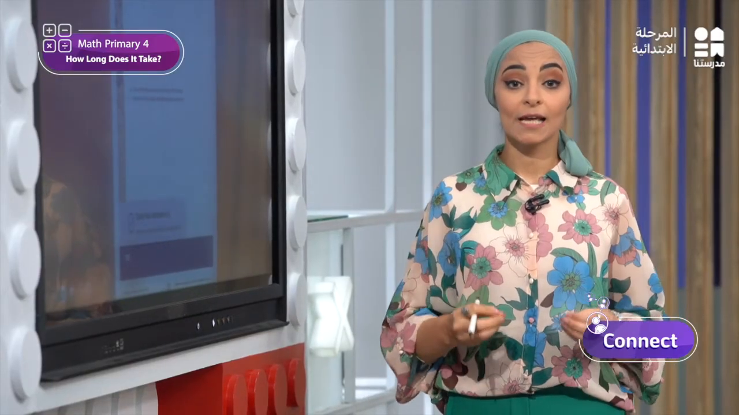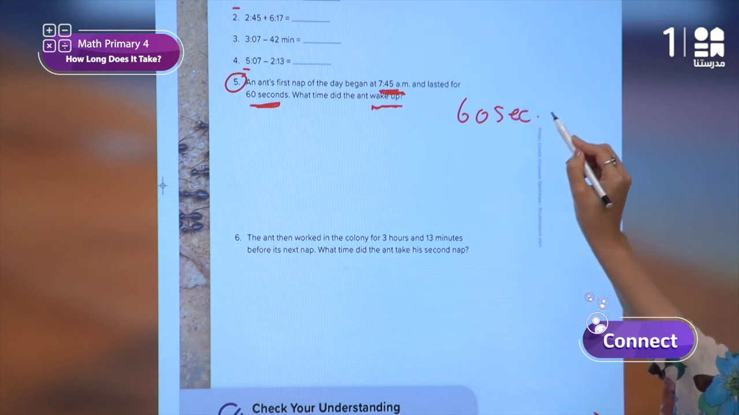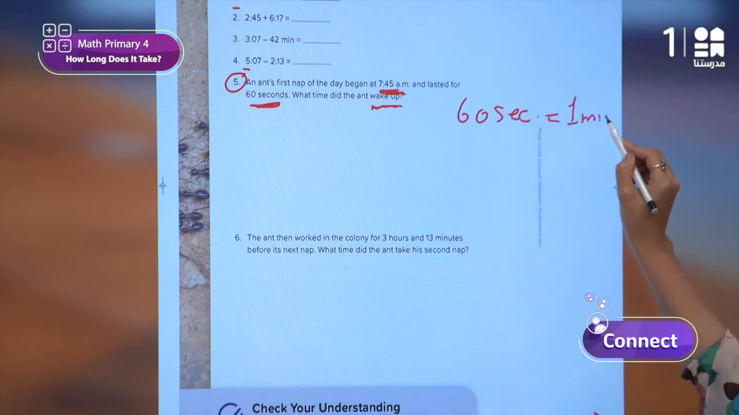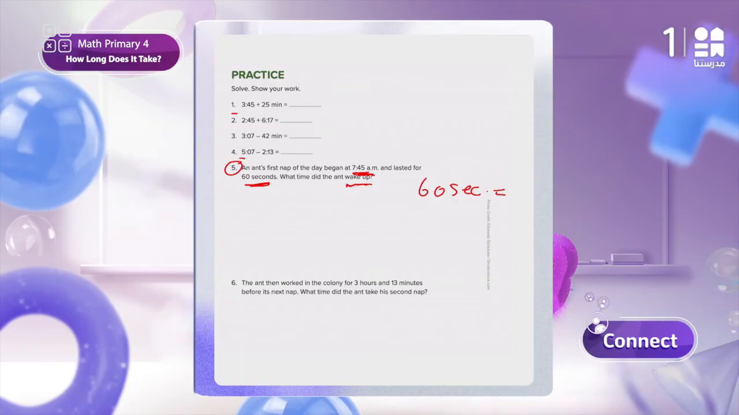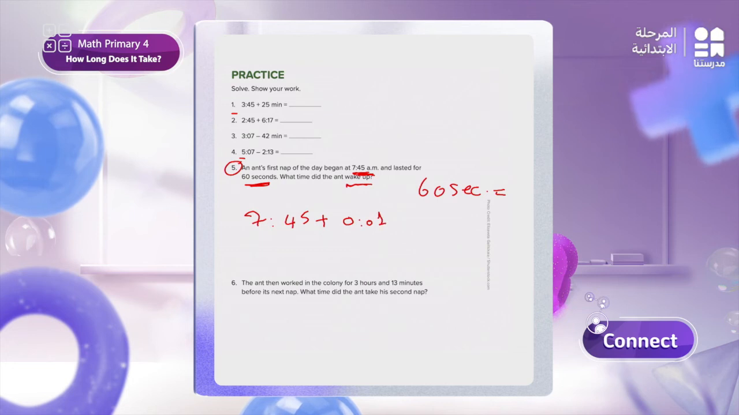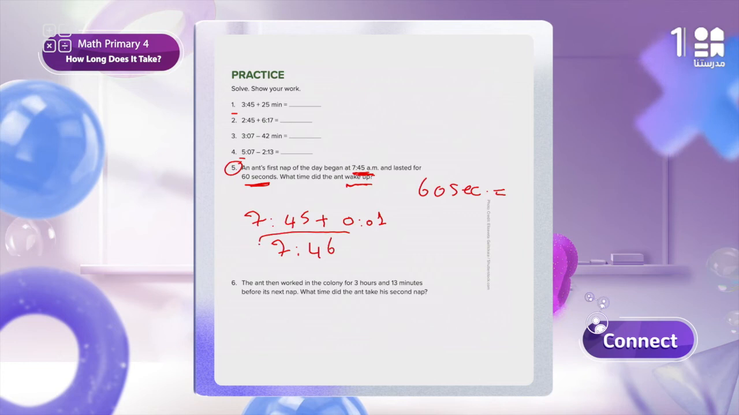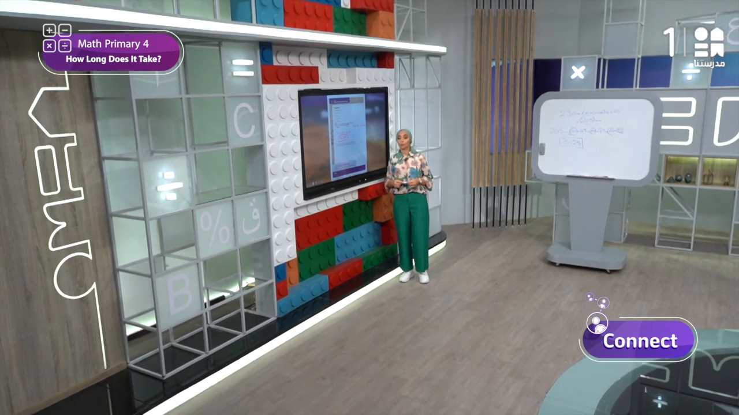Isn't 60 seconds equal to 1 minute? So what will I do? I will add 1 minute to 45. So 7:45 plus 1 minute gives me what? Yes, gives me 7:46. And this is the time the ant woke up. Okay? Now let's move to problem number 6.